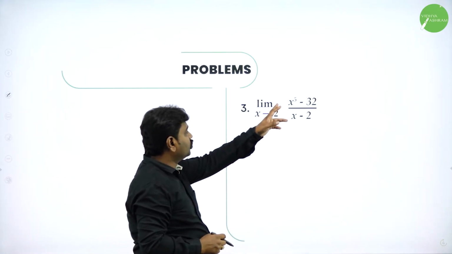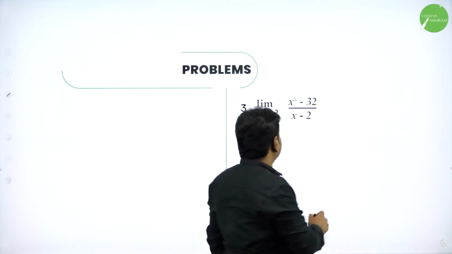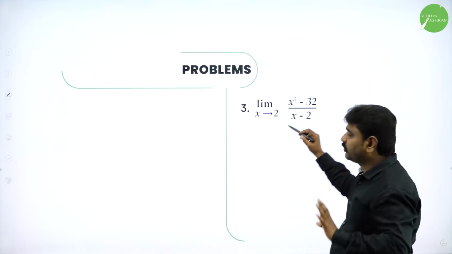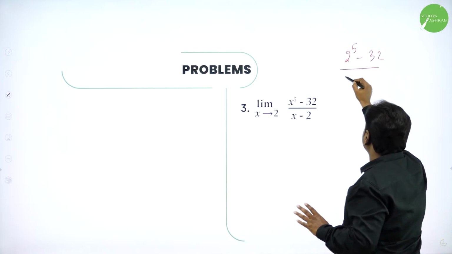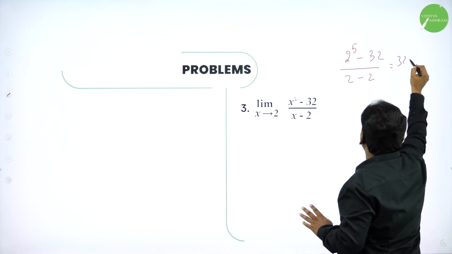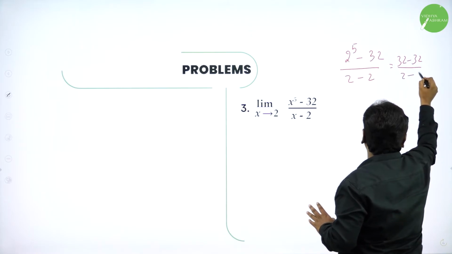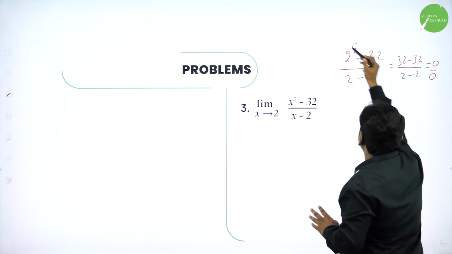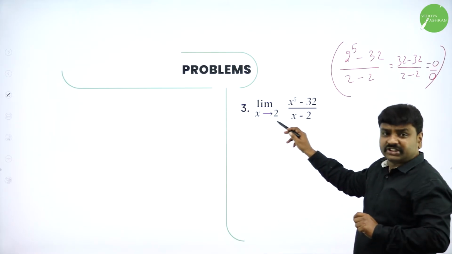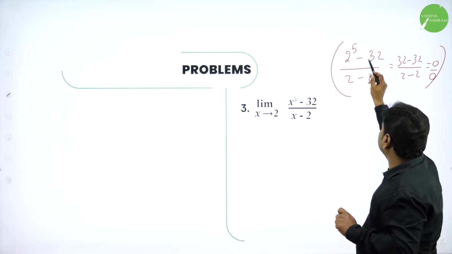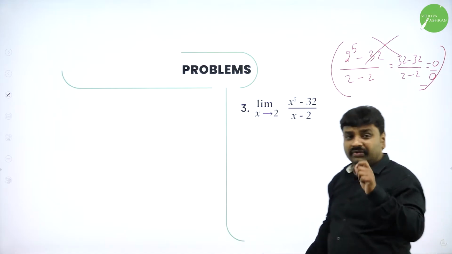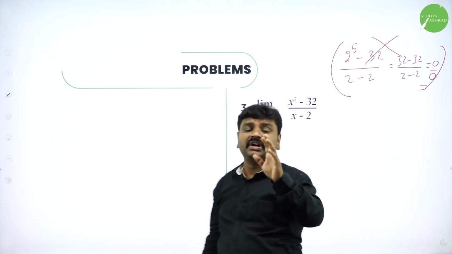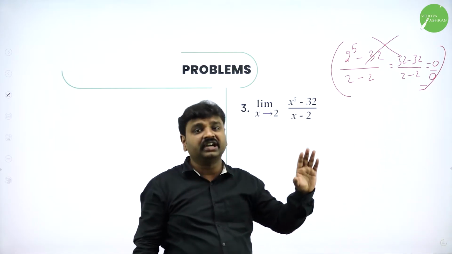Limit x tends to 2, x power 5 minus 32 by x minus 2. Suppose in the place of x, if you put 2, what will it become? 2 power 5 minus 32 by 2 minus 2. So 2 power 5 is 32. 32 minus 32 by 2 minus 2 will become 0 by 0. So when you apply the limit, you should not get 0 by 0. Limit x tends to 2 means in the place of x, if I put 2, I'll get 0 by 0 like this. But you should not get it. This 0 by 0 is always called indeterminate. When you apply the limit, you should not get indeterminate.